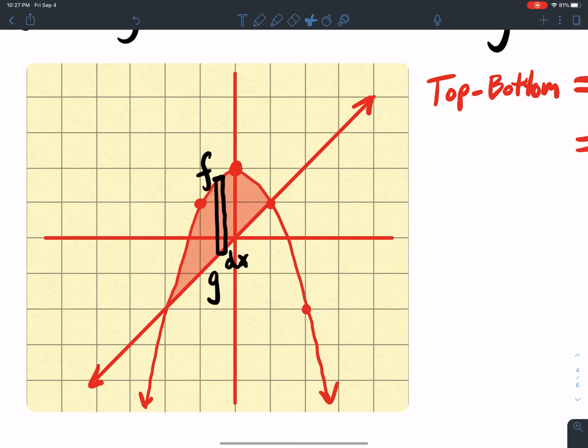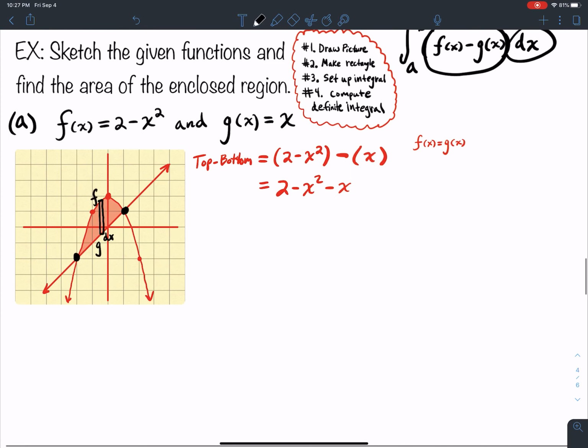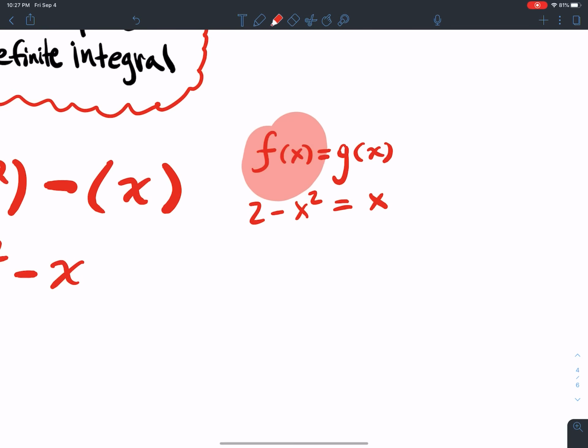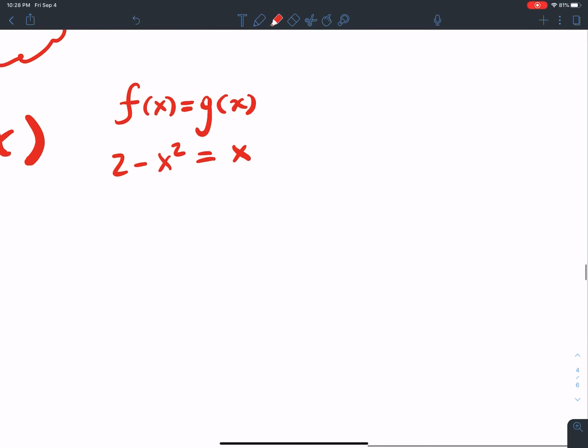So that means I need to figure out where the graph intersects here and where it intersects here. How do I figure out where f and g are equal to each other? That's the two places they're equal. I set the two functions equal to each other and figure out those x values. So I have f of x, which is 2 minus x squared, equals g of x, which is x. I need to solve this equation.